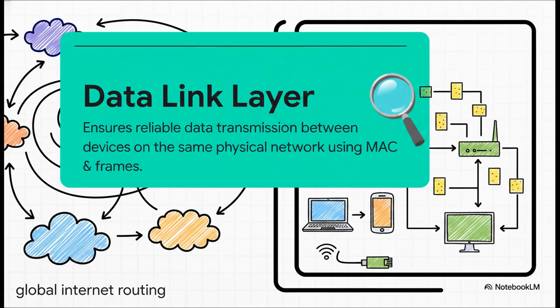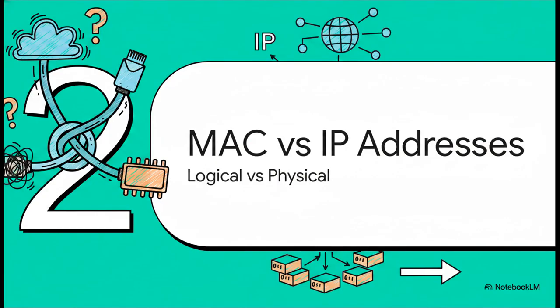It takes those raw ones and zeros from the physical cables or the Wi-Fi signals and packages them into these neat, meaningful units of data called frames. This is literally what allows devices on the very same physical network, like your laptop and your smart TVs sitting on the same router, to talk to each other securely and reliably. Moving to Section 2, MAC addresses versus IPs.